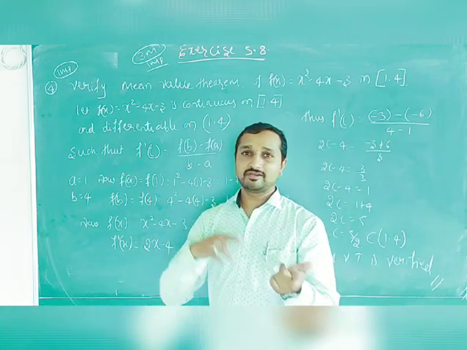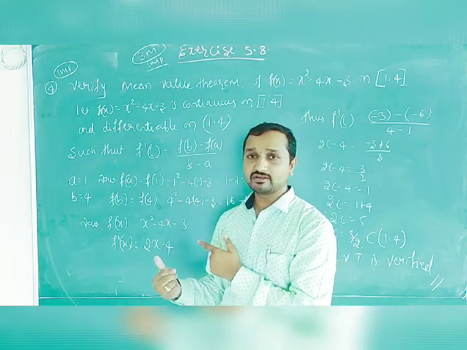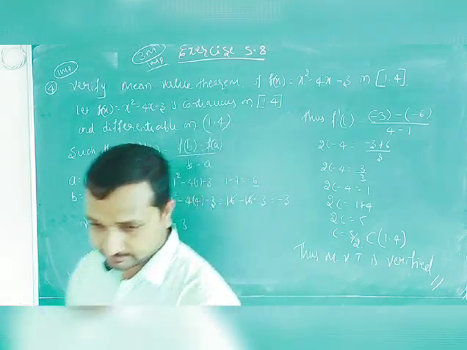This is one procedure. Is that clear? Rolle's theorem and mean value theorem, only two theorems are there. Remember that procedure. If you have any doubt, ask. Okay. First of all, write down this example.